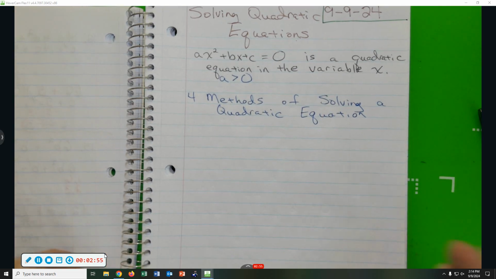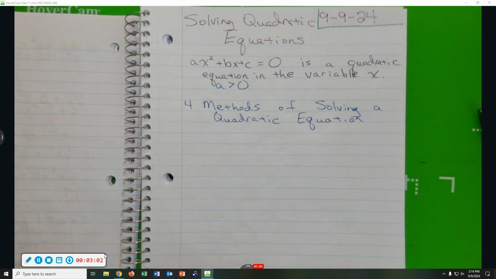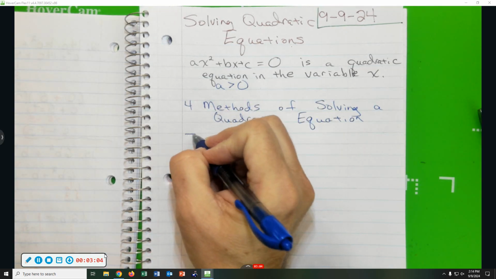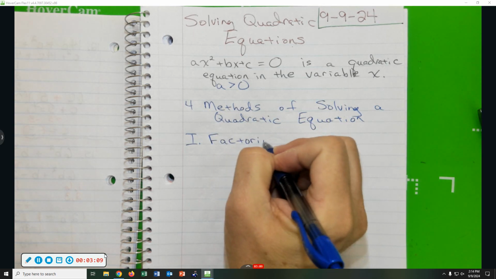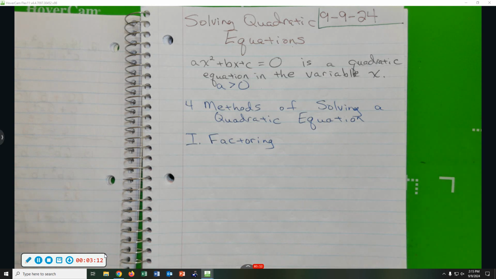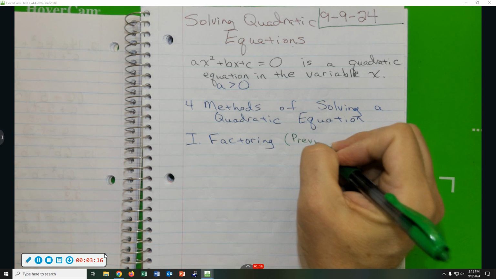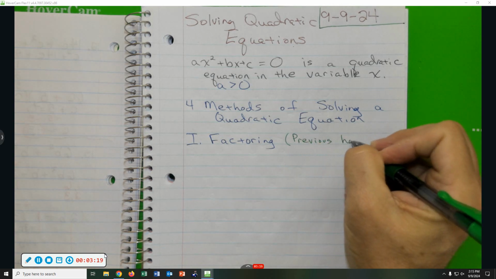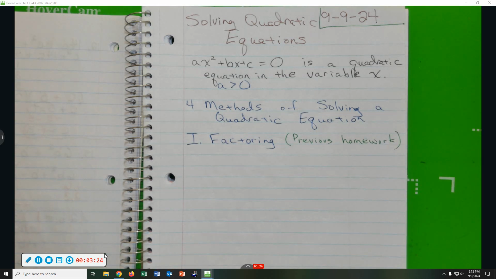There's a 4th method that we're going to wait to discuss until we get to circles. I think I'll Roman numeral these. Roman numeral 1, factoring. And I'm going to make a parenthetical note: we did that in the previous homework assignment. But I'm still going to work a couple of examples just to remind you how we solve an equation by factoring.